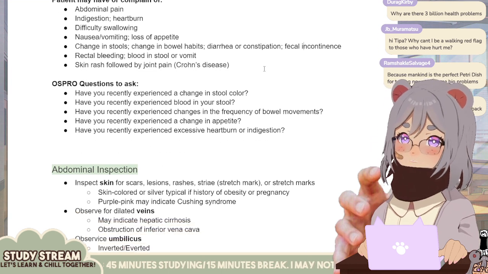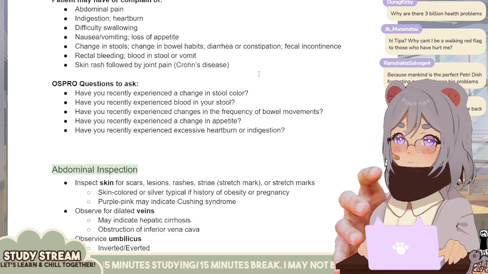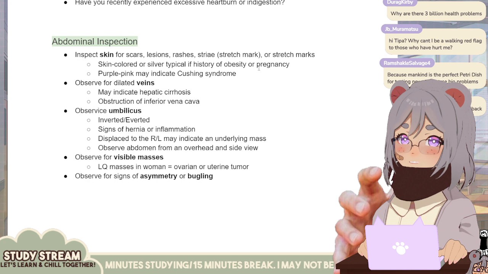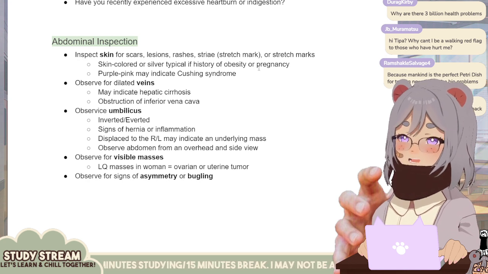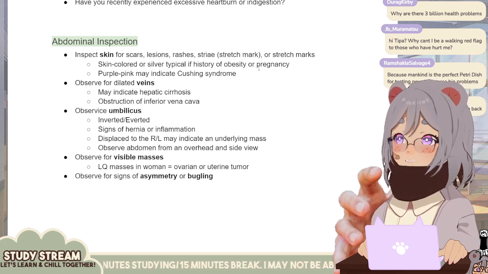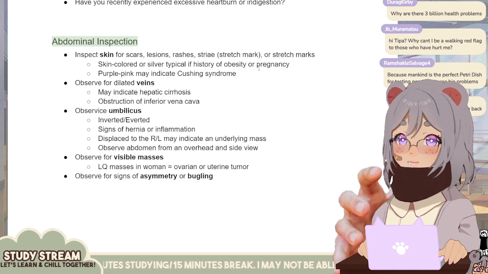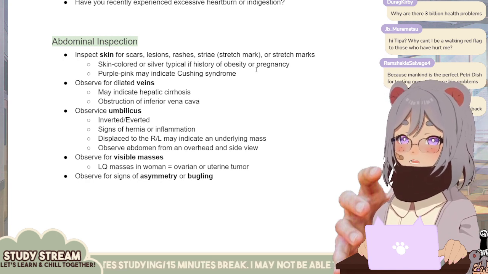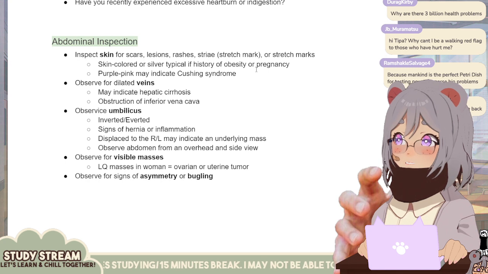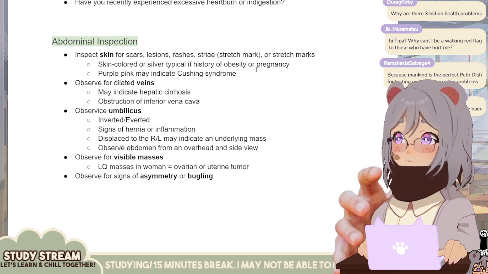So how are we going to do some quick screens for the abdominal? We can do inspection. We could just look at it and indicate, what is the color looking like? How does the skin look? How does the belly button look? Is it everted or inverted? Are there any signs of visible masses or hernias, or maybe some dilated veins?